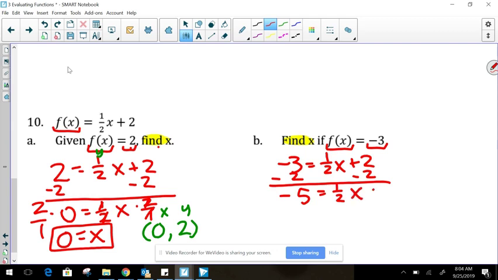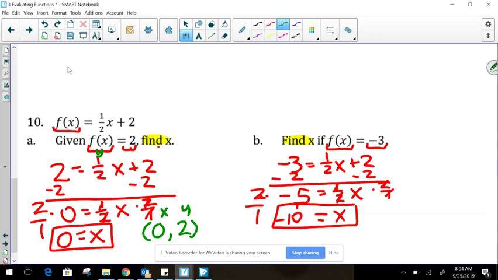All right, then I will multiply by the reciprocal. So the 2's and 1's cancel. So now I have top times top. 2 times -5 is -10. The bottom times bottom, 1 times 1 is just 1. I'm not even going to write that then. Okay, so x is equal to -10.